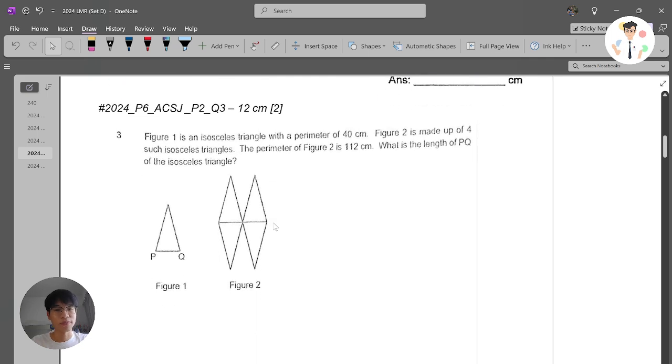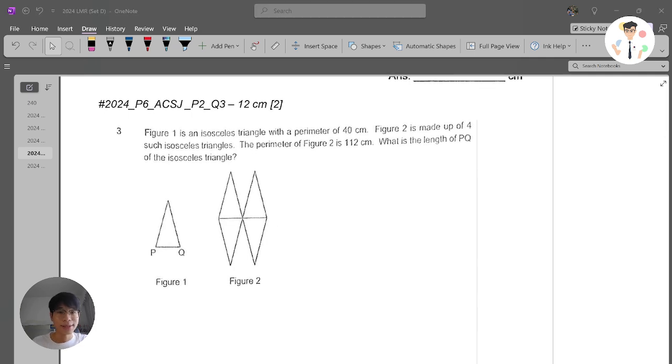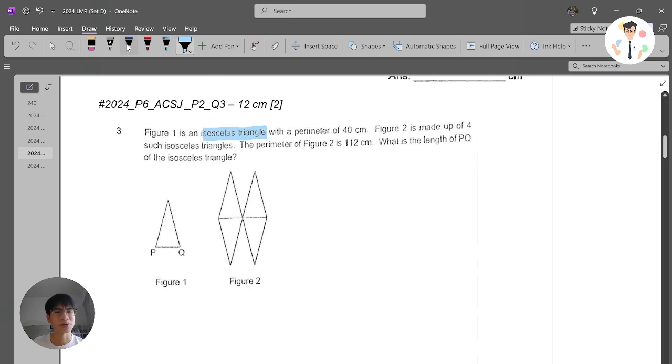It's a Paper 2 question 3 from our SCS Junior School. Let's look at this question. Here it says that figure 1 is an isosceles triangle. Now, what does an isosceles triangle mean? It means that there will be two sides that are equal in length. For example, here and here. In this case, I think it's very obvious. It's here and here.